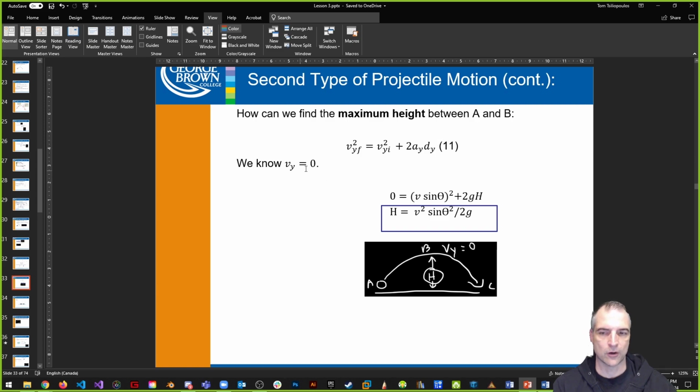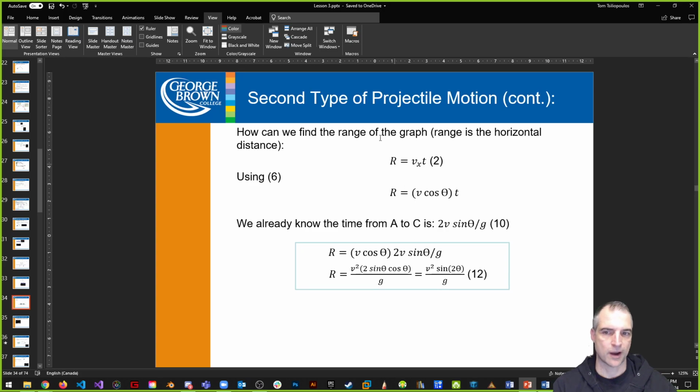If we move things around, we know also that Vy, the velocity on the y-axis at the end, is equal to 0 at the top, at the apex, right? If we know that it's equal to 0, then we can solve for height, where dy is the displacement on the y-axis, or the height, right? So we can say that the height is equal to v squared sine theta squared divided by 2 gravity, just by doing some simple algebra. So that's the next equation you need to know for this type of motion.